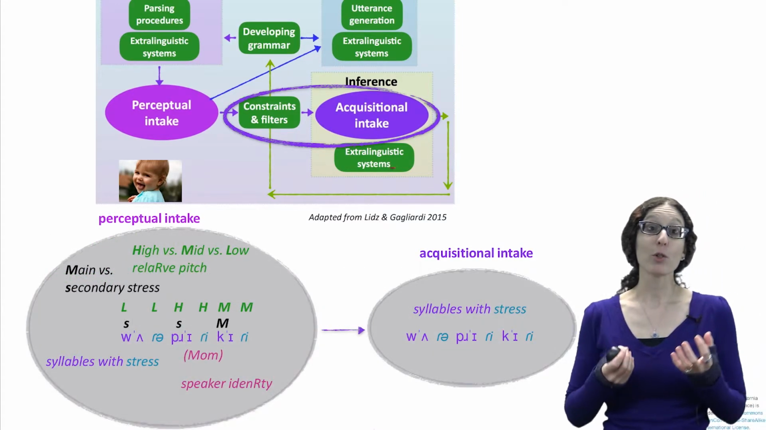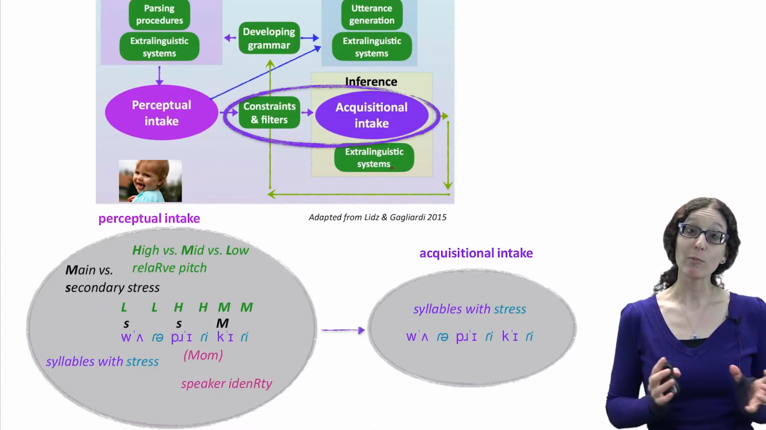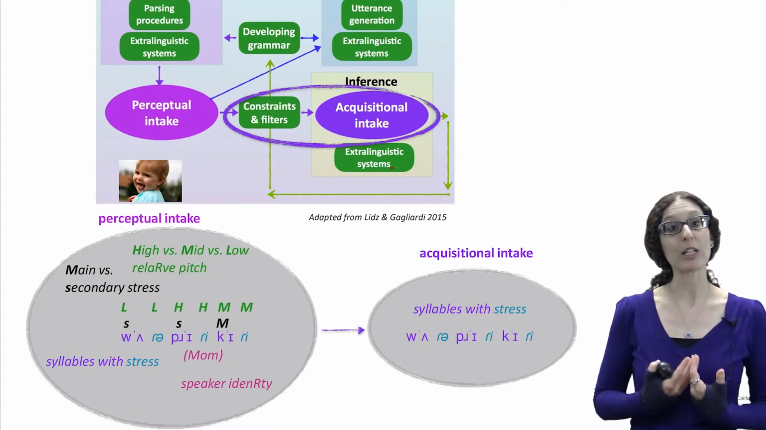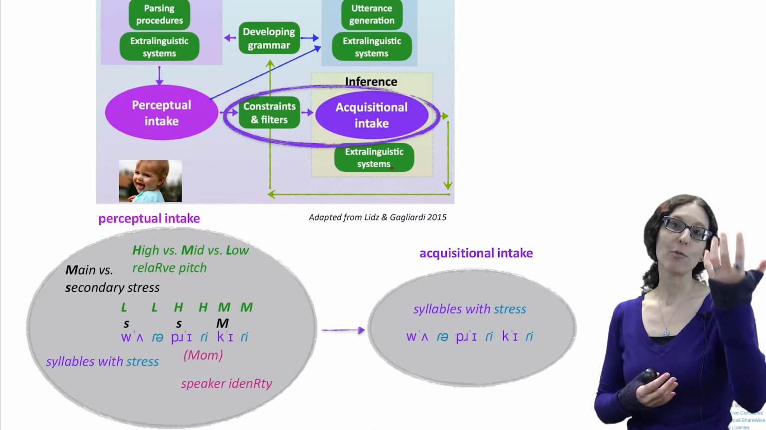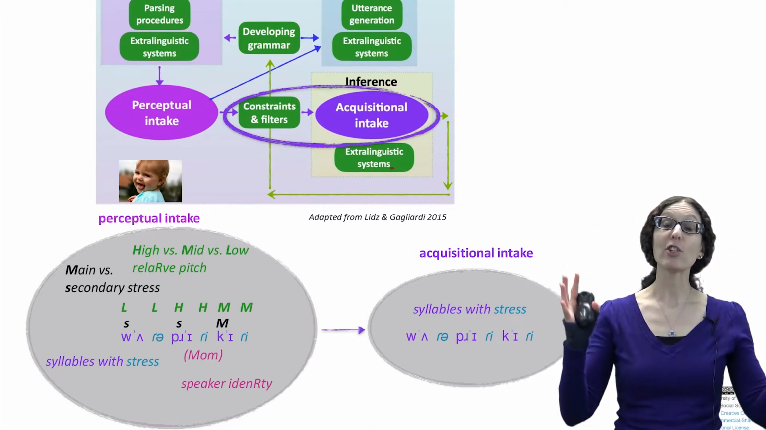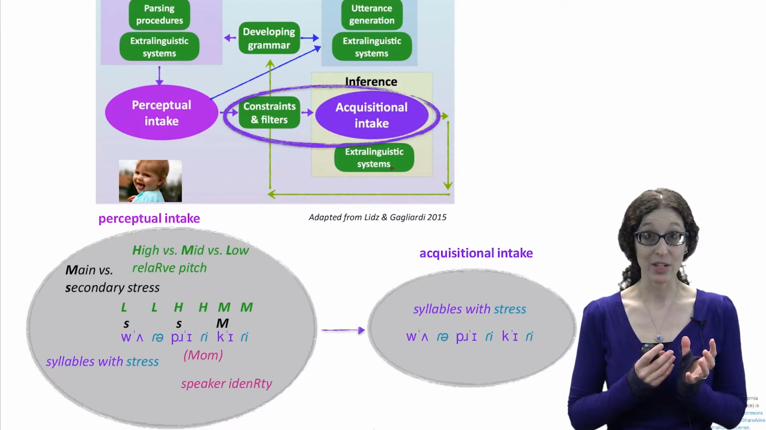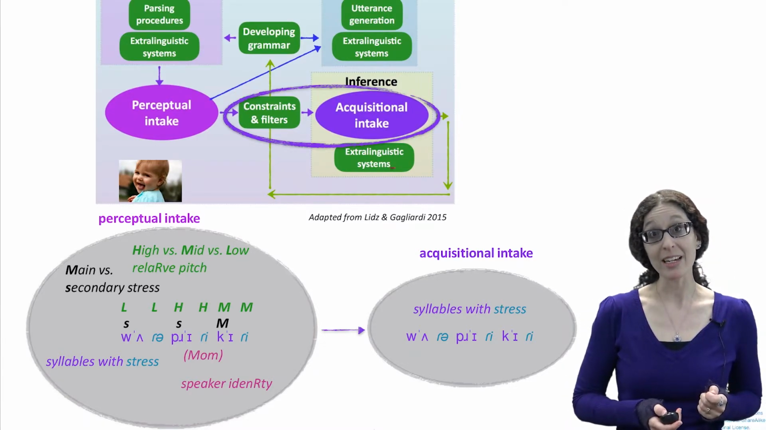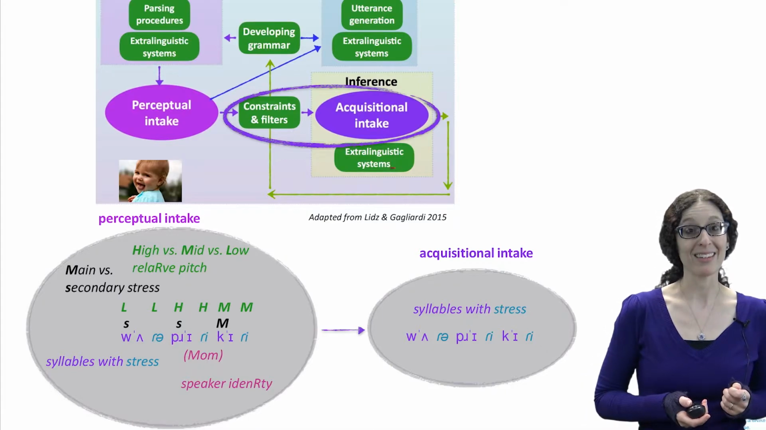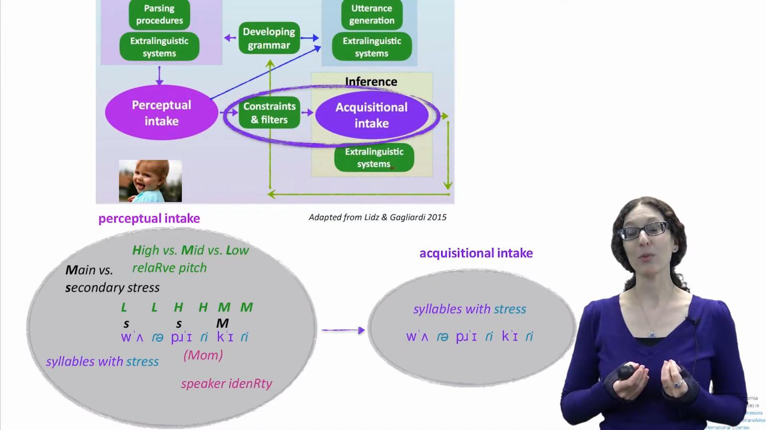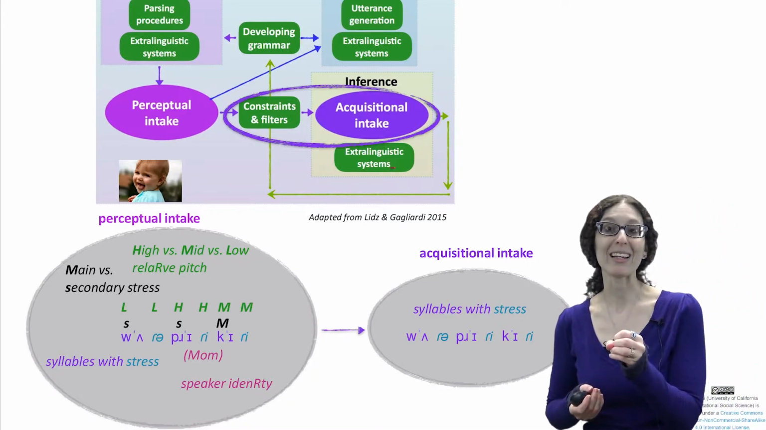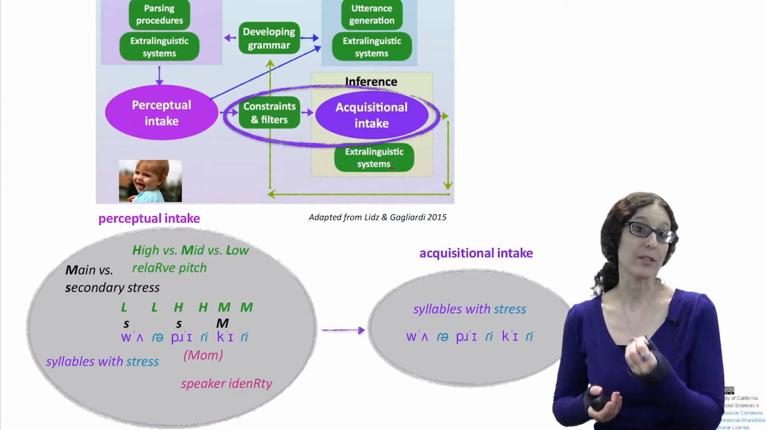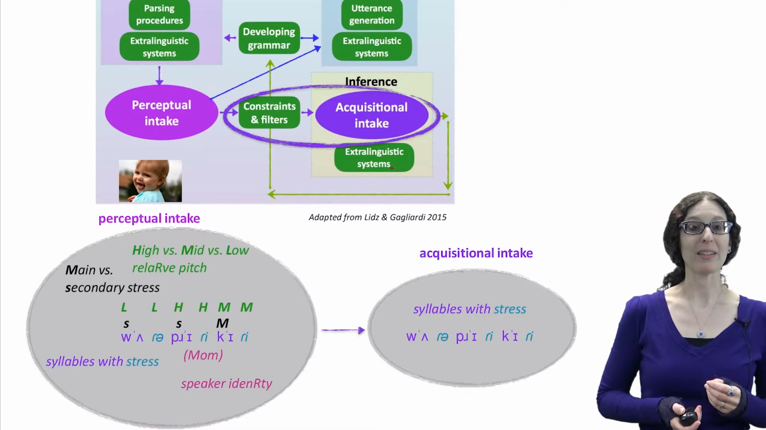So just to give you a visual example, remember our perceptual intake from before, we had all these different pieces of discrete information like the syllables with stress and the speaker identity and the relative stress and the relative pitch. That's the information you were able to take in at this stage of development. The acquisitional intake might just be a sequence of syllables with stress, and you ignore all of that other information for the purposes of learning, for the purposes of acquisition and inference at this stage of development.